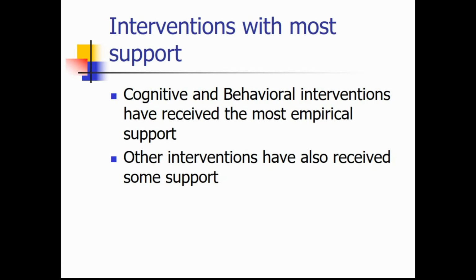Some of the interventions with the most support in general in terms of clinical psychology, cognitive and behavioral interventions have received the most empirical support, but other interventions have also received some support. And so the joke sometimes is that what's the empirically supported treatment? Well, it's always CBT, cognitive behavioral therapy. And it's true that that works for a lot of things, but there's also some other things that work too. And so we don't want to disregard those other therapies.